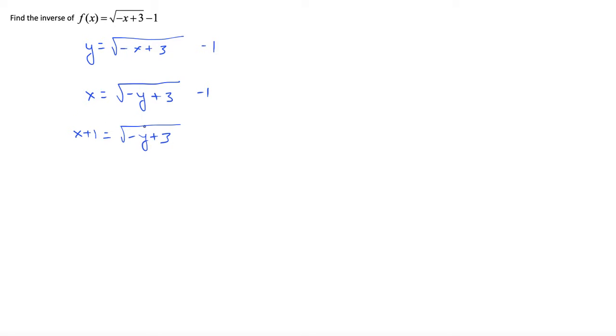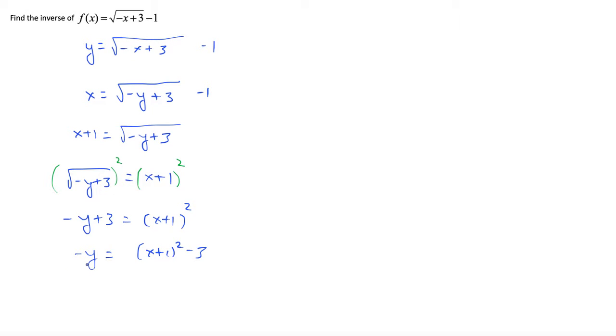Let's switch these sides, okay? A lot of students like the y being on the left side, so I'm going to switch the sides around. And here's the key step, right? We want to get y by itself as a radical, so I'm going to square both sides, okay? So once I square the left side, and once I square the right side, I get negative y plus 3 equals x plus 1 quantity squared, okay? So now I can subtract 3 from both sides, right? So I'm going to subtract the 3 here.